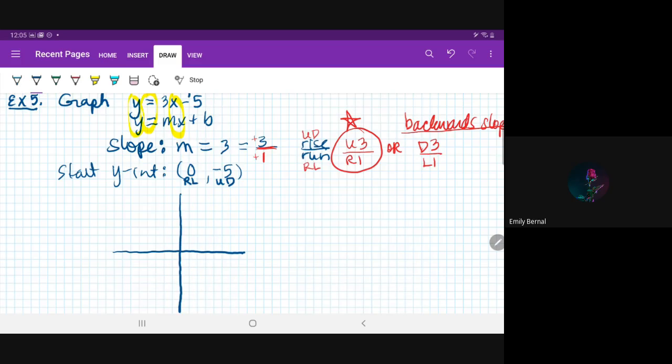Okay, so now start, you've got to start here first. So sometimes people accidentally start with the slope because they write the slope first. Okay, so we've got to start with the y-intercept.